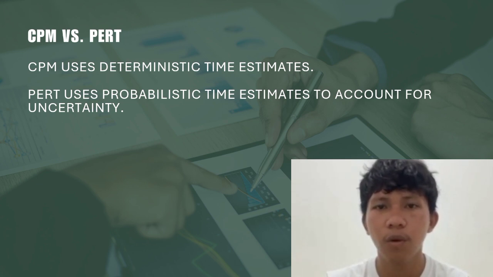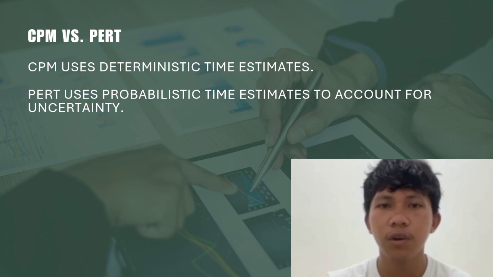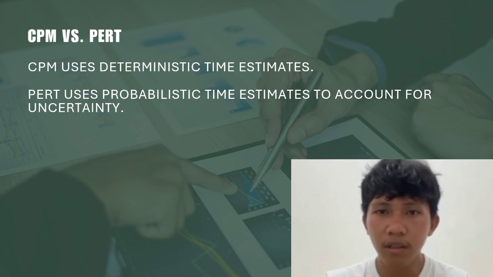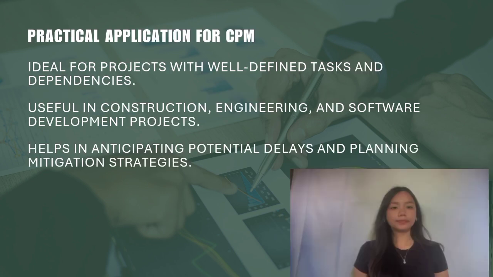This is helpful when you're working on something new or experimental, like trying a new farm technology or starting a jackfruit-based product line for the first time. In summary, CPM is used for predictable, repeatable activities, while PERT is best for uncertain, research-based projects.